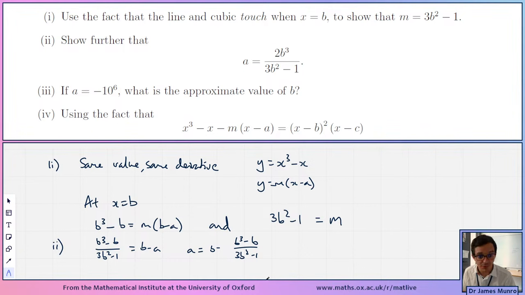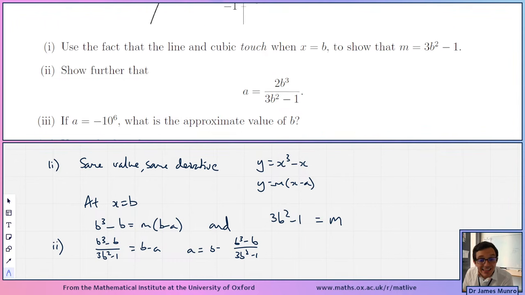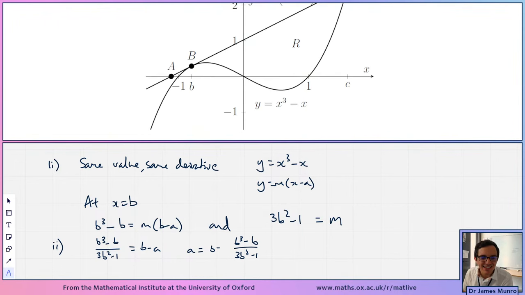Algebra. What are we doing? Yes, okay. We're asked about the value of this thing. If a is minus a million, what's the approximate value of b? And if you've got no restrictions on a and b, there are kind of three possible values, because that line can be tangent to the cubic in three different ways.